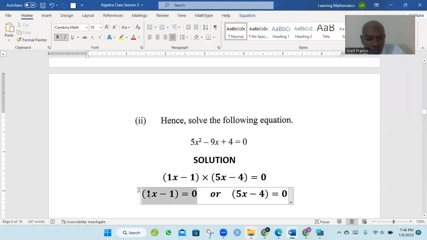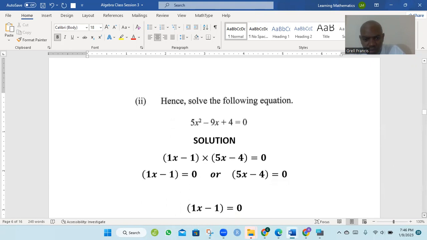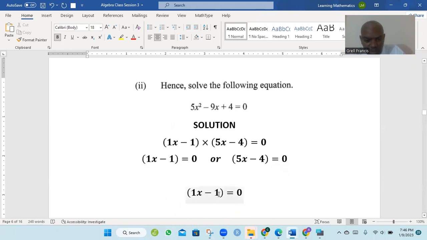So therefore now, let's solve for 1x minus 1 equals 0. So write this down. 1x minus 1 equals 0. Or we can write it without the brackets. You don't have to write the 1 in front of the x. X minus 1 equals 0. Please write this down. X minus 1 equals 0.